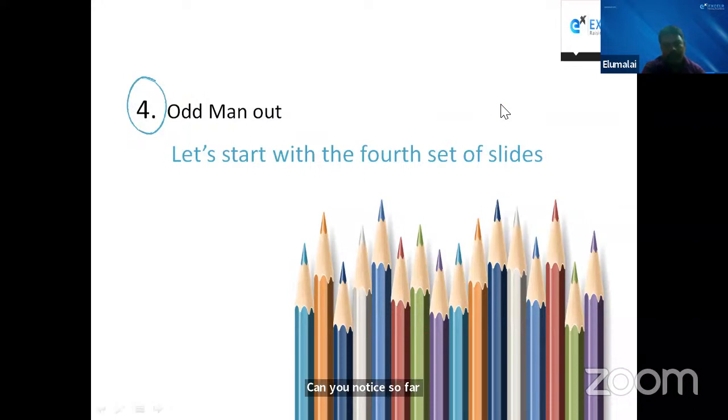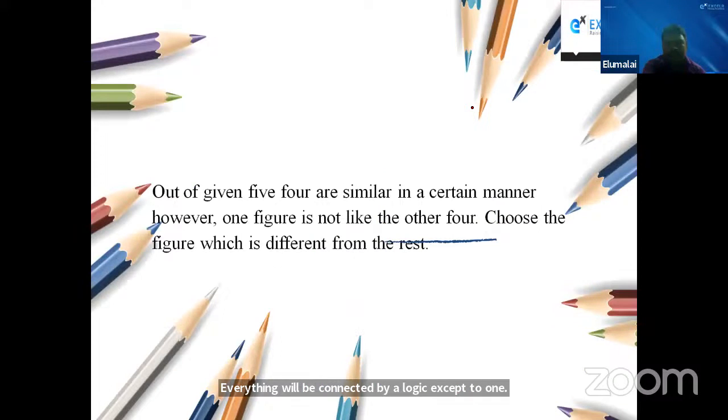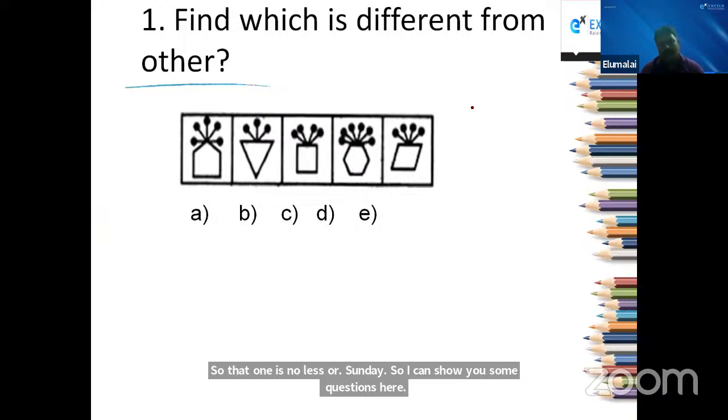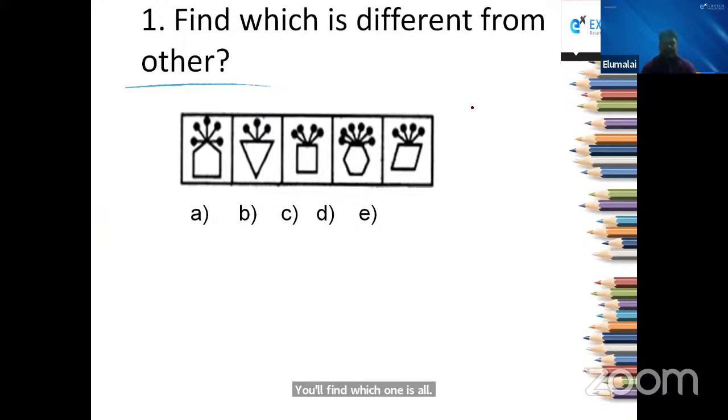No. Very good. Then odd man out. So you know what odd man out is, right? Everything will be connected by a logic except one. So that one is known as the odd man out, isn't it? So I can show you some questions here. You find which one is the odd man. Find the answer to this.